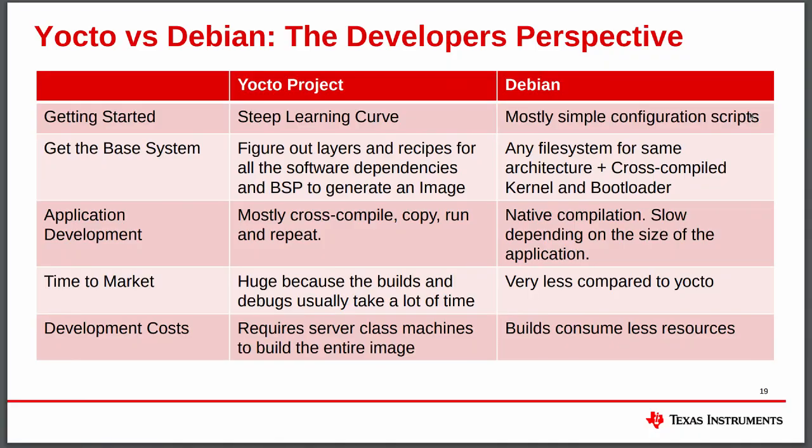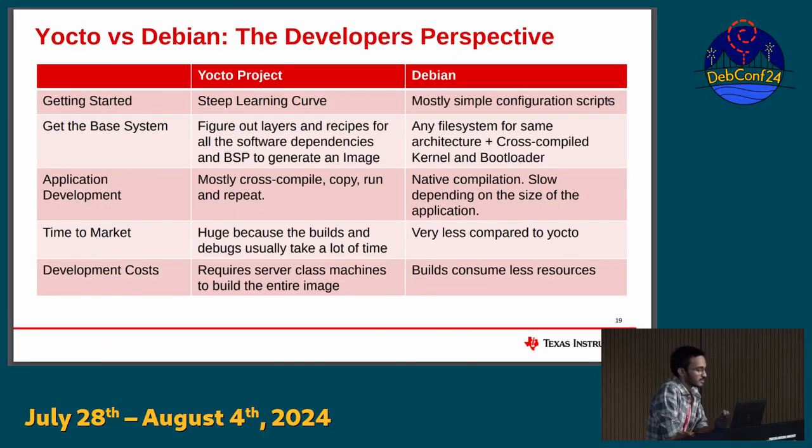You just need to learn a lot of stuff to create your own layer and integrate all that to generate a final image. Whereas in Debian, if you just want to boot on your board, all you can do is download any file system, cross compile your kernel and bootloader, modify the image, and you can start working on it.